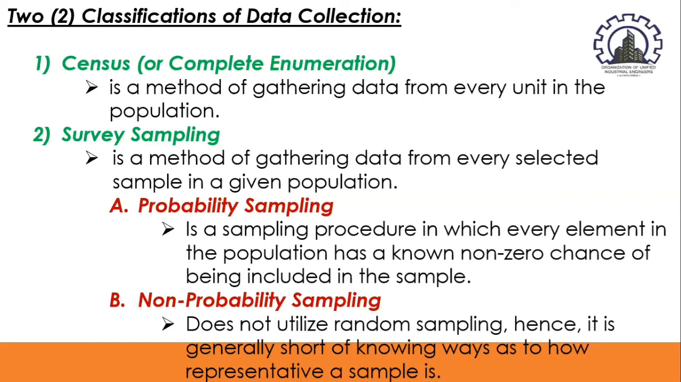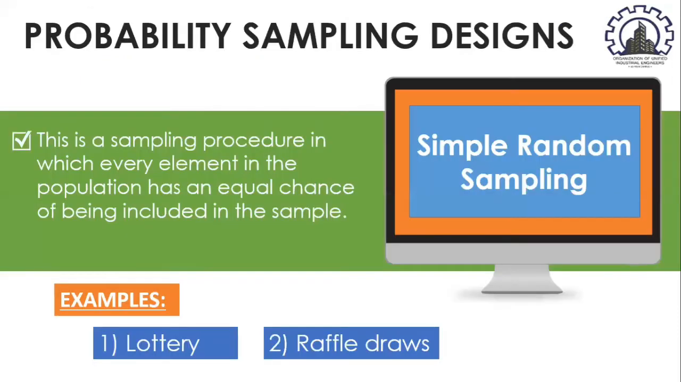On the other hand, non-probability sampling does not utilize random sampling, and so it is generally short of ways of knowing how representative a sample is. Now, let us provide some examples under probability sampling. The following are some common probability sampling designs.